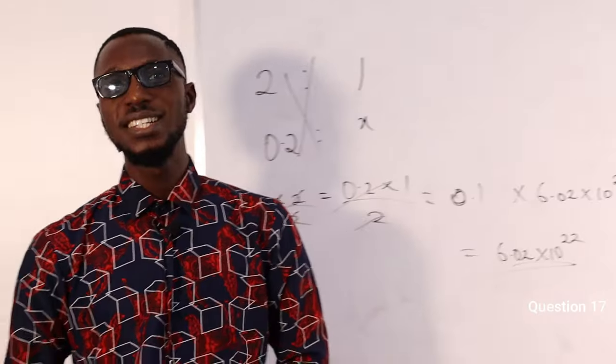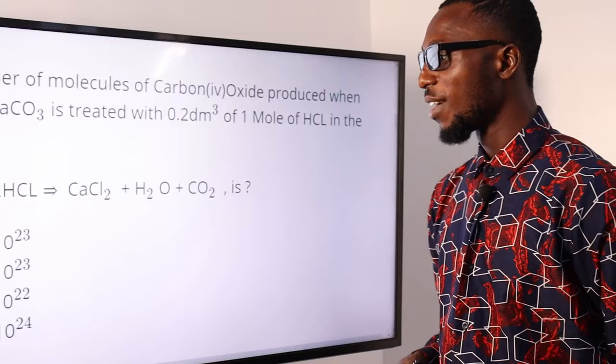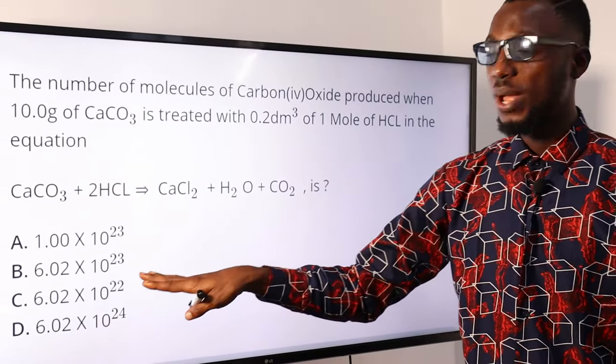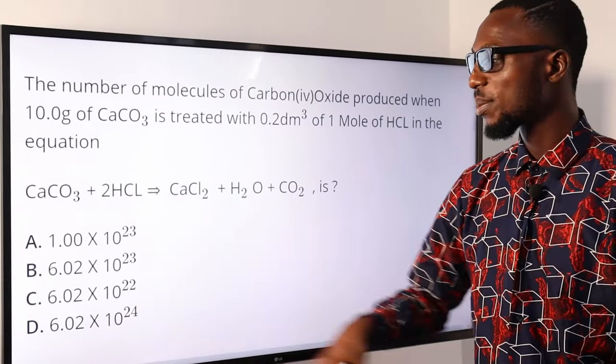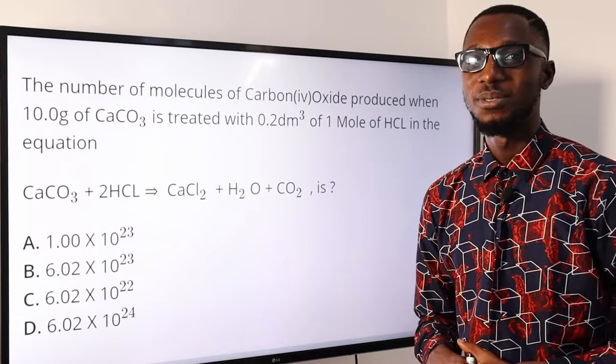So remember, like I said, there are different techniques to solve this question. I'm just presenting something very workable for us. So we have option C is correct, 6.02 times 10 raised to the power 22.